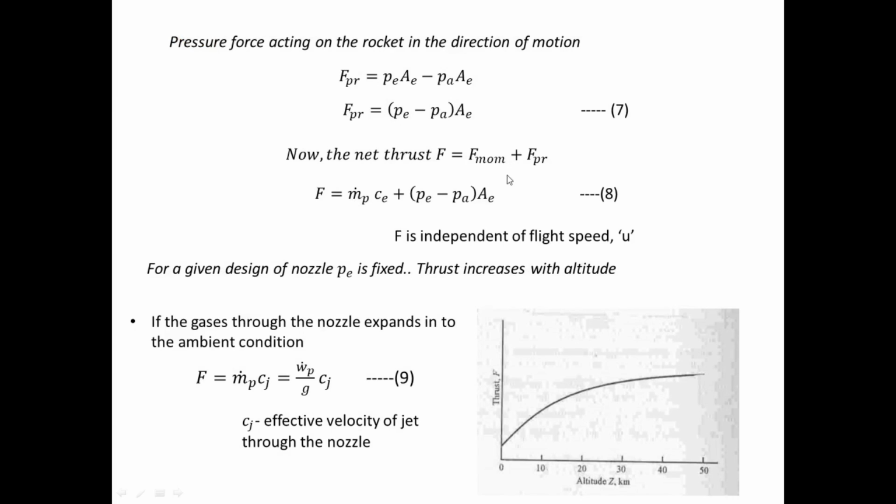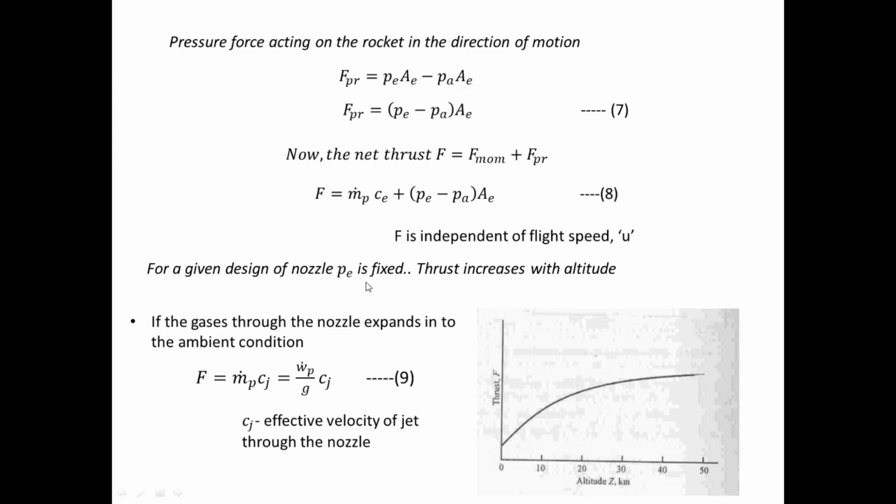Next, the thrust will be equal to the momentum thrust plus the pressure thrust, so m dot P into CE plus PE minus PA into AE. You can see that here F, the thrust force, will be independent of the flight velocity. That is a major difference, because air intake is assumed to be 0. It is not assumed to be 0, it is 0 actually.